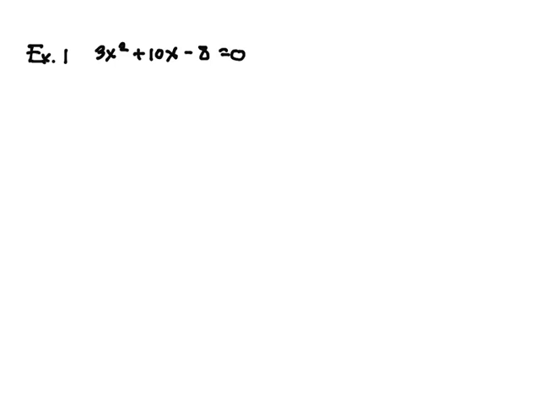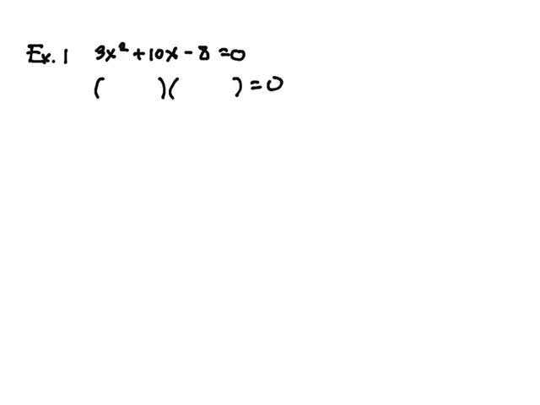Okay, so today's lesson was pretty difficult. I'm going to do that first example that I did in class using the FOIL method. Okay, so I have 3x squared plus 10x minus 8. And so I need to take this trinomial and turn it into two binomials.